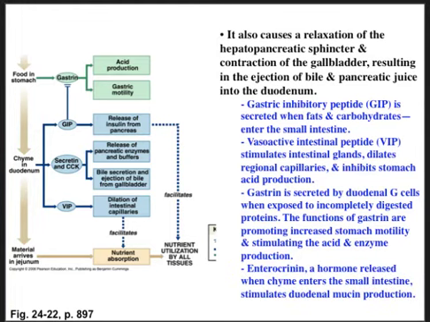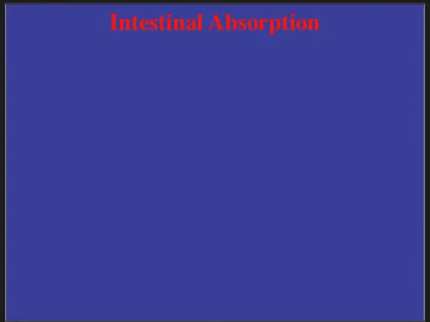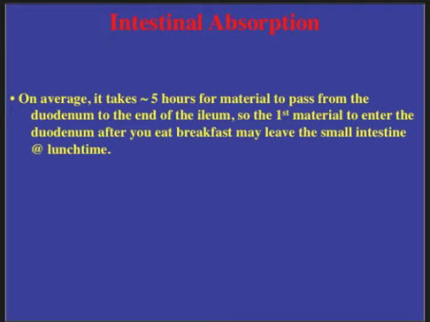Enterocrinin is a hormone that's released when chyme enters the small intestine, and it stimulates duodenal mucin production. And what this does is protect the lining of the duodenum from the acidic secretions of the stomach, and it also lubricates the food as it goes through the GI. It takes about 5 hours for material to pass from the duodenum to the end of the ileum. So the first material to enter the duodenum after you eat breakfast may leave the small intestine about lunchtime.